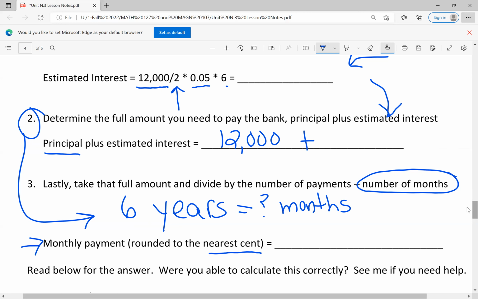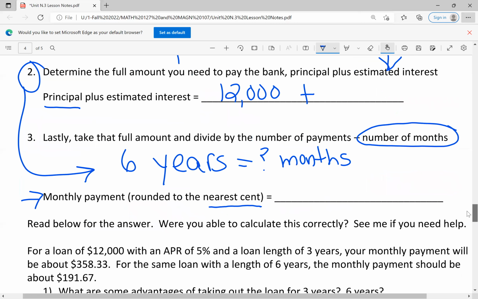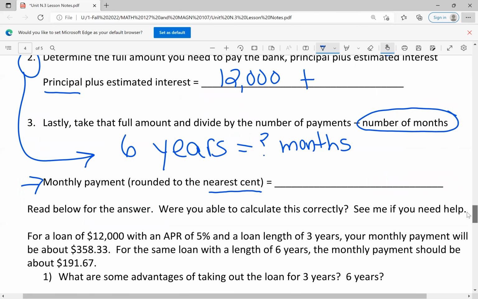And then I want you to take this a step farther and ask yourself a few other questions. First, I want you to read below for the answer. Were you able to calculate this correctly? If not, I want you to see me. For a loan of $12,000 with an APR of 5% and a loan length of 3 years, your monthly payment is going to be about $358.33. If we take the same loan out for 6 years, it's going to be lower, $191.67. So that should have been the answer that you got right here.